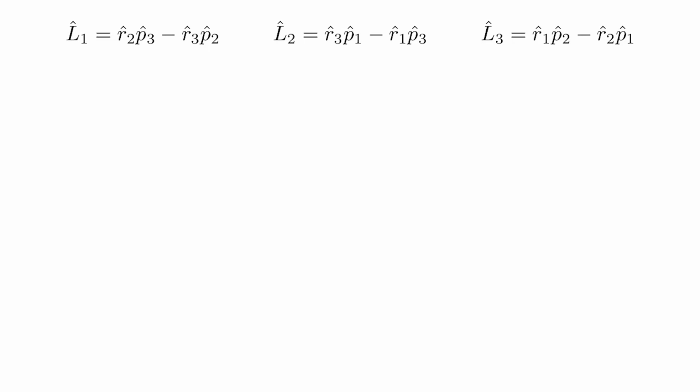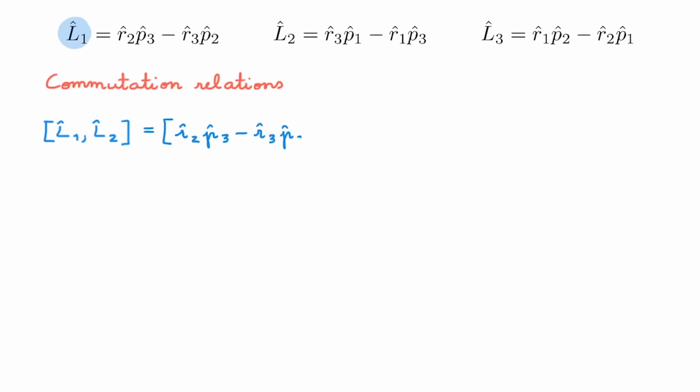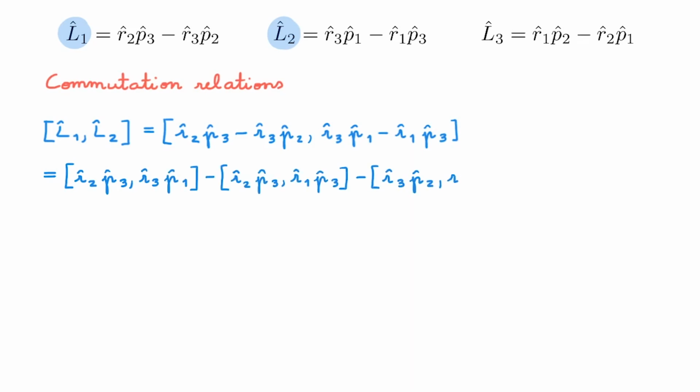Let's now look at the commutation relations between the different angular momentum components. And this is going to be a little bit long but really interesting, so bear with me. Let's start with the commutator between L1 and L2. Using the definition of L1, we get this. And then using L2, we get this. And we can expand out the commutator and we obtain these four terms.